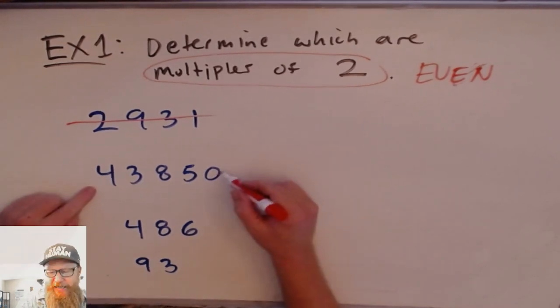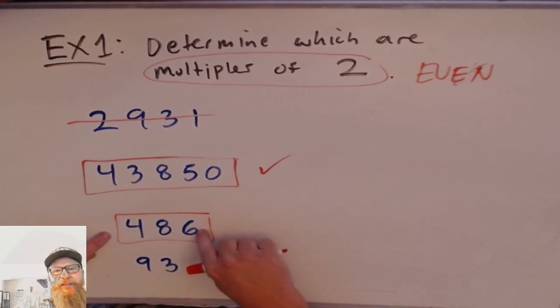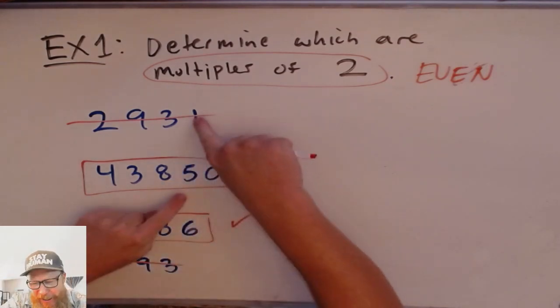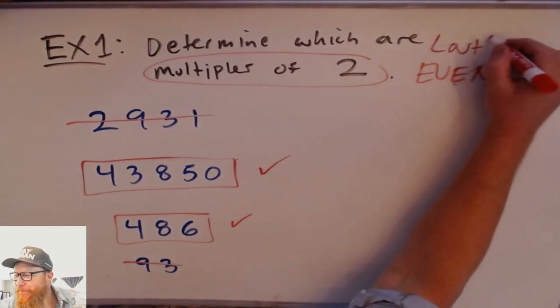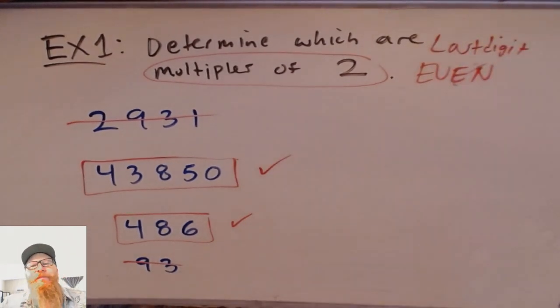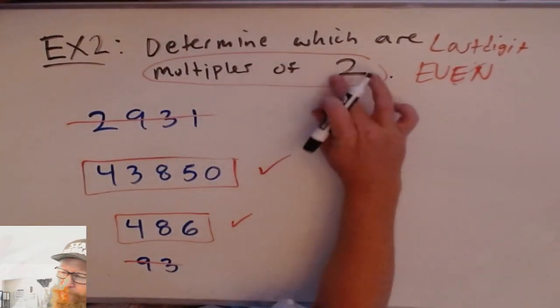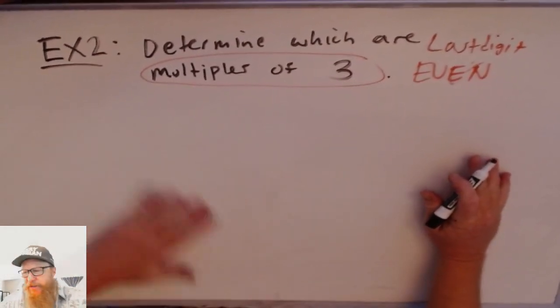No. Yes, that's even. Look at the last digit. And no, that's not even. So to tell whether something's a multiple of 2, just look at the last digit. If the last digit is even, then it's a multiple of 2. It's an even number.